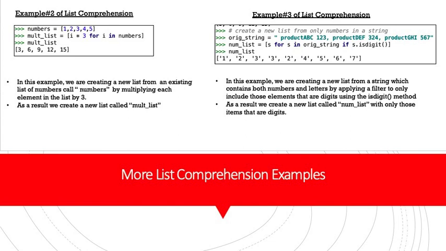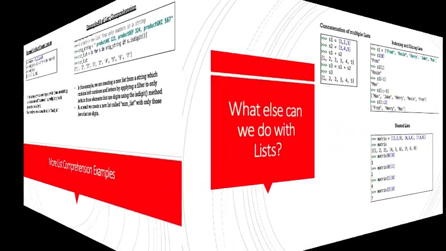So here's a question for you. Are you able in this example to identify our expression? In the example to the left, it was i times 3. Do you see what it is here in the example to the right? Do you have it? It's the letter s. It's our variable s. That's what the expression is this time.